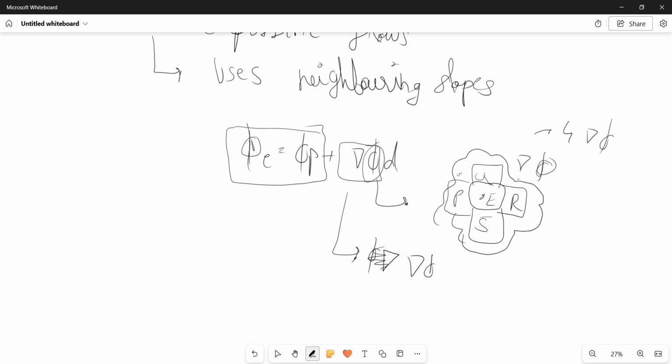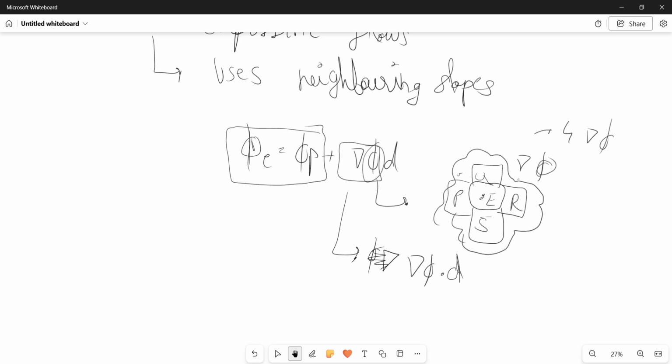So your grad phi value is considered using all the neighboring elements, and then you multiply it by the distance, which remains the same, that is from this to this. That is how you calculate the new value of the parameter using MUSCL. So in short, in QUICK you use 3 points and a quadratic interpolation. In MUSCL you use the slopes of the neighboring cells and then combine them to get the value of the new parameter, right?